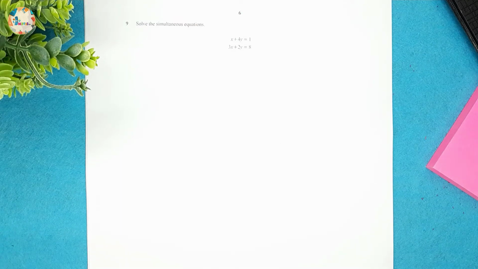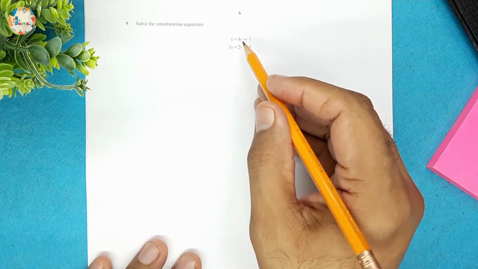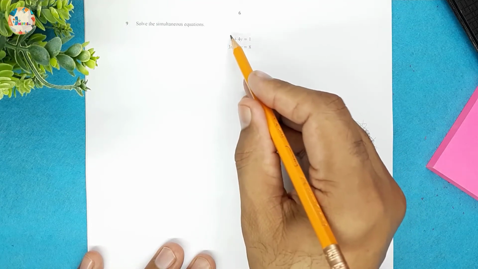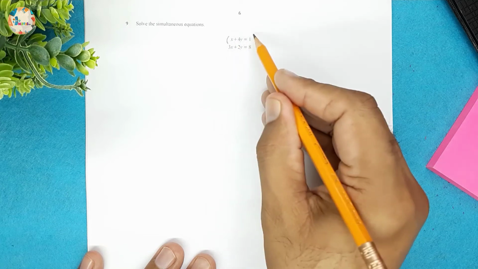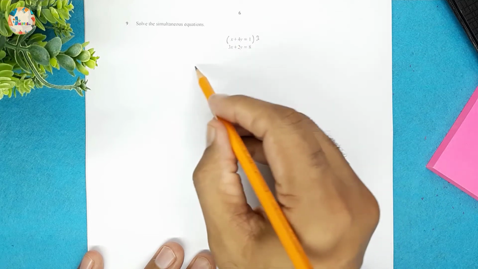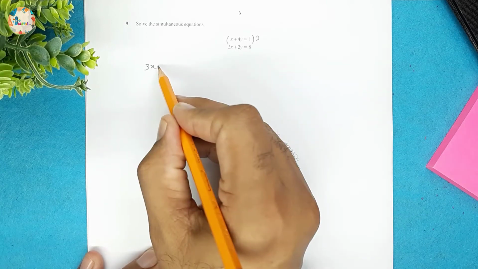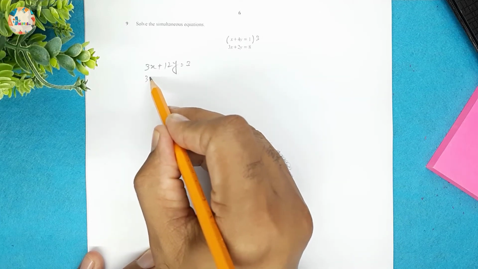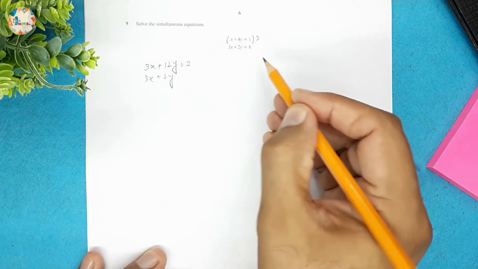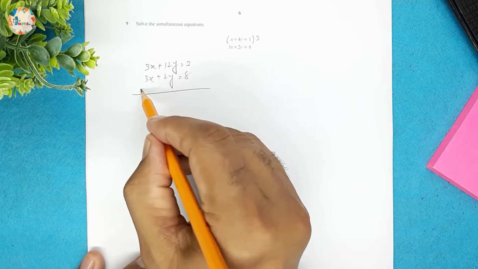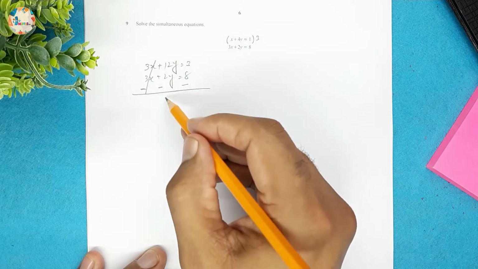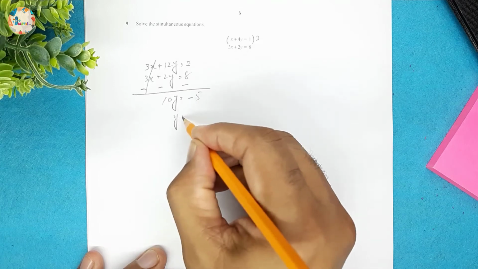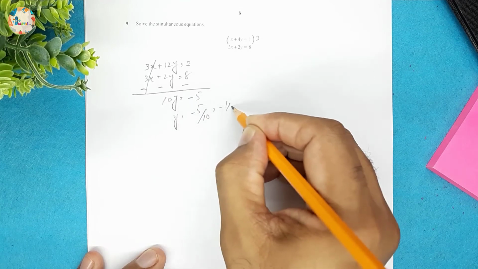Then here comes question number 8, which is simultaneous equation. To solve this simultaneous equation, what we can do, we can multiply equation 1 by 3, so we will get 3x plus 12y is equal to 3, and this will be 3x plus 2y is equal to 8, and we can subtract, so changing signs, this will be gone, this will be 10y is equal to minus 5, so y is equal to minus 5 by 10, which is equal to minus 1 by 2.